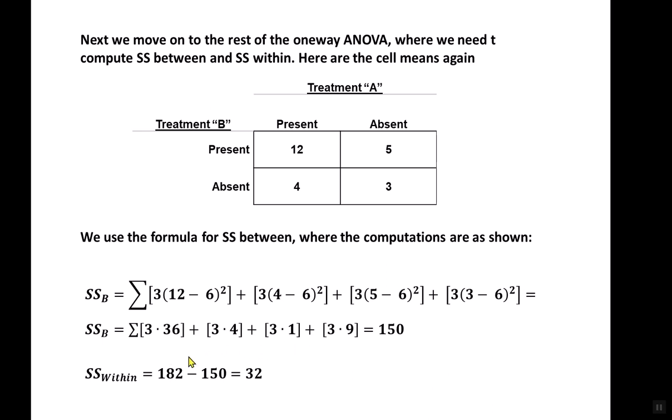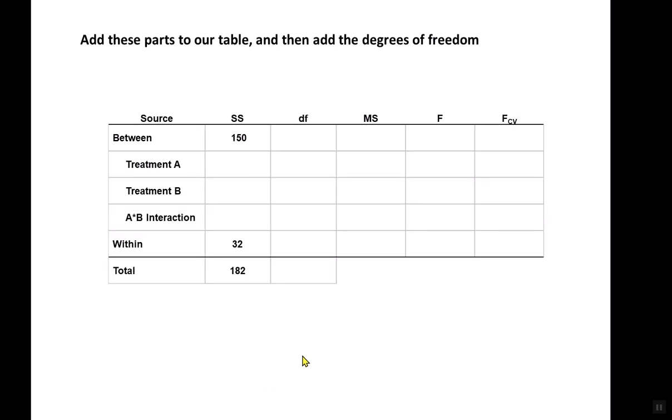And then what we know about the sum of squares within is that we can use a shortcut. Take the total, which is 182, subtract the between groups sum of squares from it, and what you're left with is the within groups sum of squares. So the total sum of squares minus the between group sum of squares leaves us with the within, because the within and the between add up to the total. Okay, so now we can fill in this much of the table.